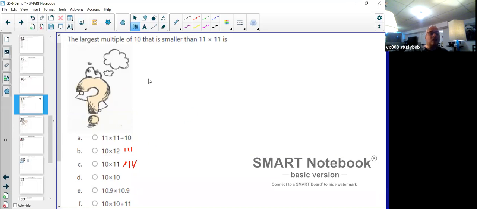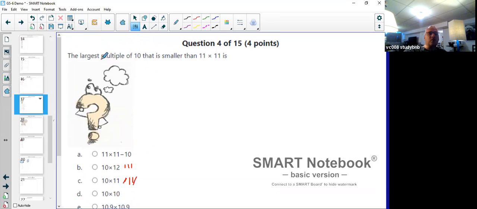All right, so you have to understand some of the terminology here, right? Multiple of 10. That means what? Something times 10, right? How many 10s are there?